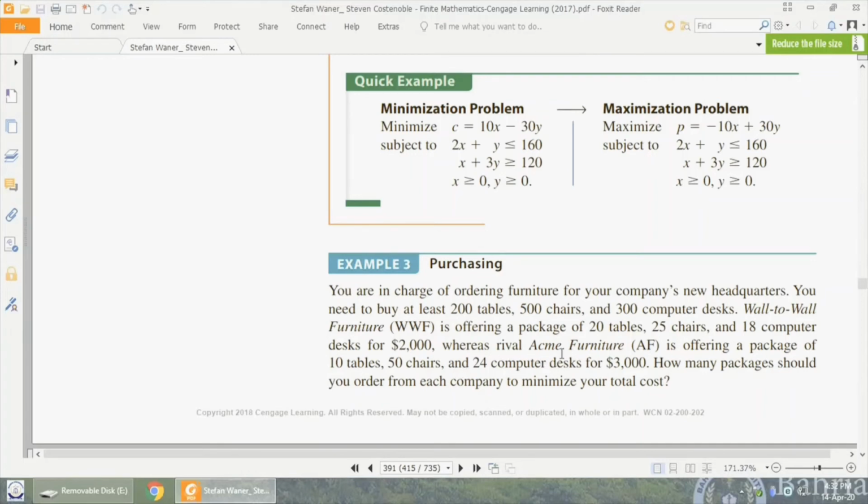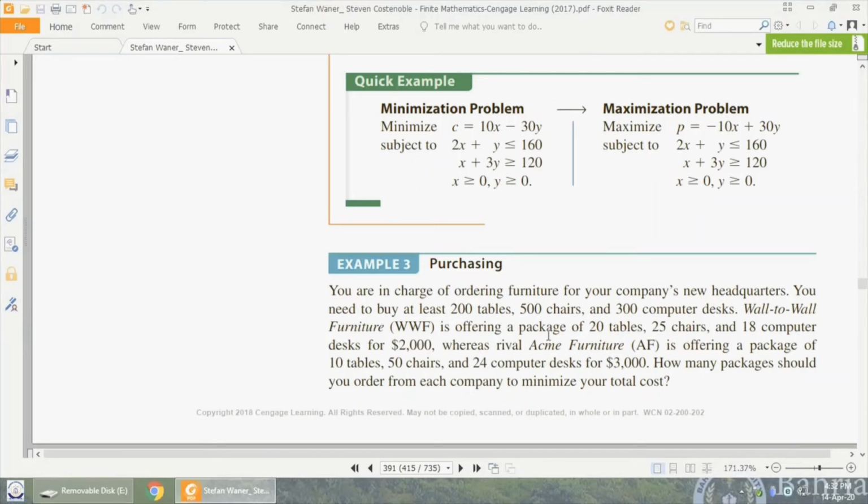And then we have the Acme Furniture, AF, which is offering a package of 10 tables, 50 chairs. So basically now we have two things. First of all, we have wall-to-wall furniture. We are going to keep it as X. We are not going to be keeping table as X, because now we have tables offered from various companies. Therefore, there would be X1, X2, and X3. In order to minimize the confusion, we will just keep this as X, so we can have at least one X, and then again we can have one Y, and then again we can have X and Y.